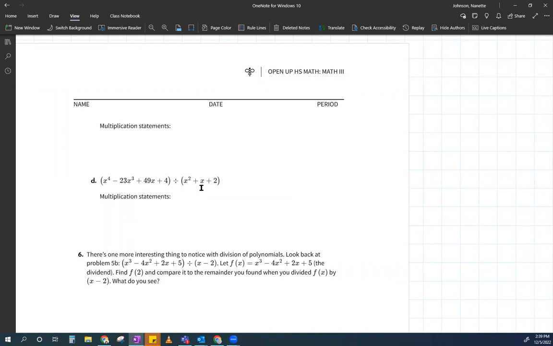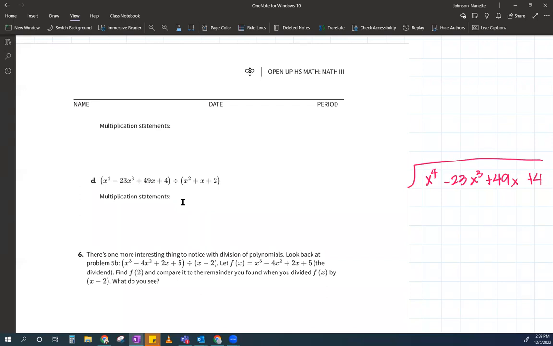Okay, so the very first thing I'm going to do, and hopefully I do it right this time, is I'm going to copy down the question correctly. So then I'm going to copy that down. So I go, let's leave a little space. So x to the fourth minus 23x cubed plus 49x plus 4 divided by x squared plus x plus 2.